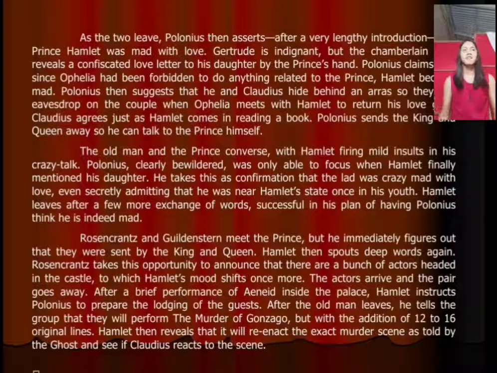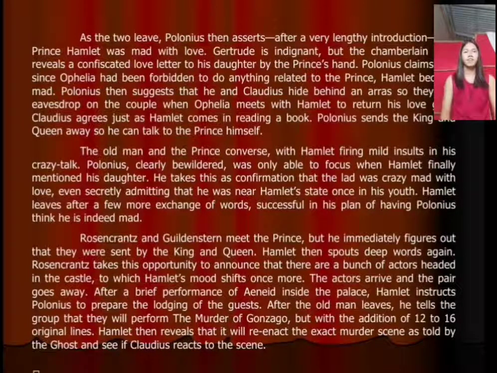The old man and Hamlet converse, with Hamlet firing mild insults in his crazy talk. Polonius, clearly bewildered, was only able to focus when Hamlet finally mentioned his daughter. He takes this as confirmation that the lad was crazy with love, even secretly admitting that he was near Hamlet's state once in his youth. Hamlet leaves after a few more exchanges of words, successful in his plan of having Polonius think he is indeed mad.